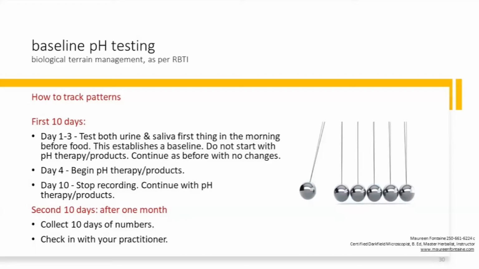Now, the second 10 days is typically after 1 month. That's how I stagger things out with a new patient. And I have them collect 10 days of numbers before they come to see me. So just before they come to see me, they're going to mark back on their calendar 10 days and then bring all those numbers with them.